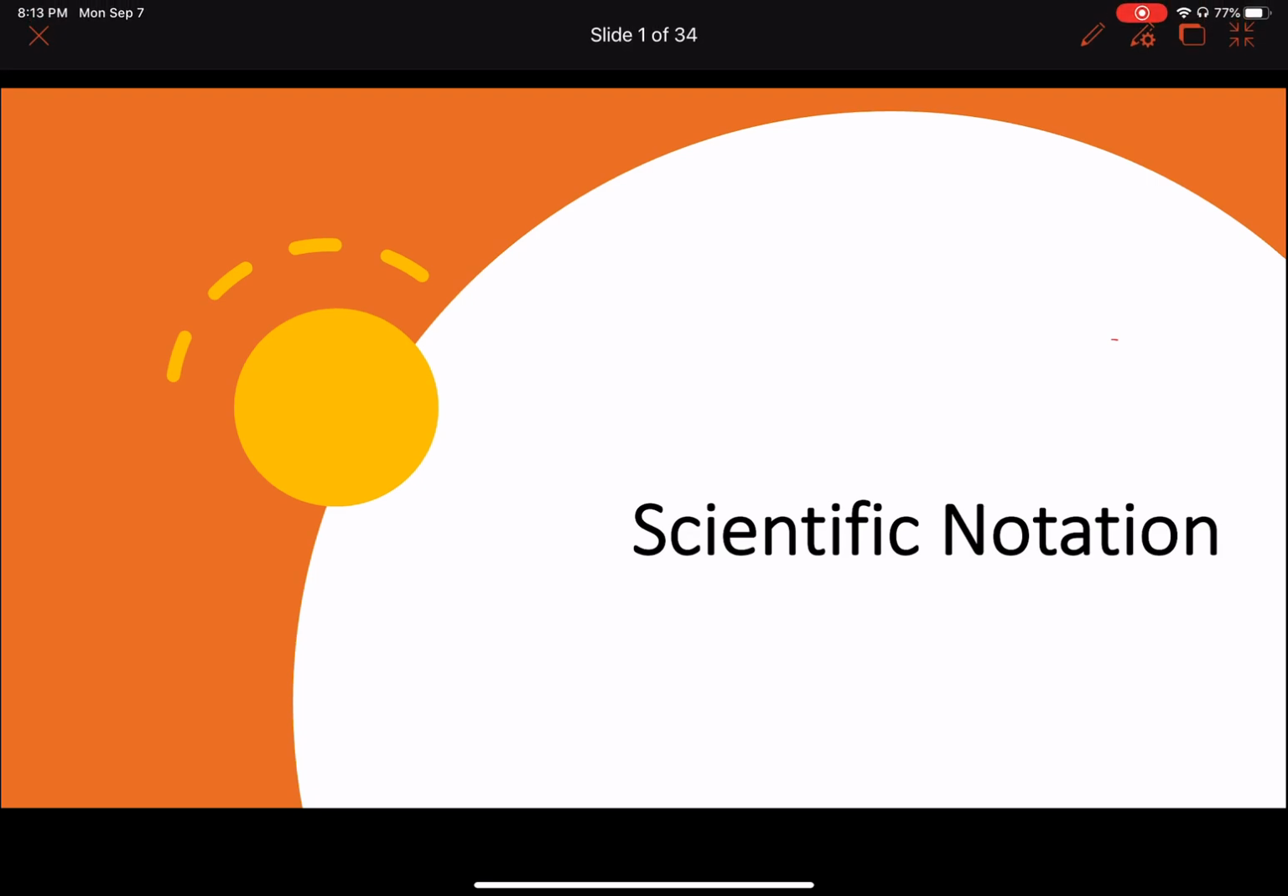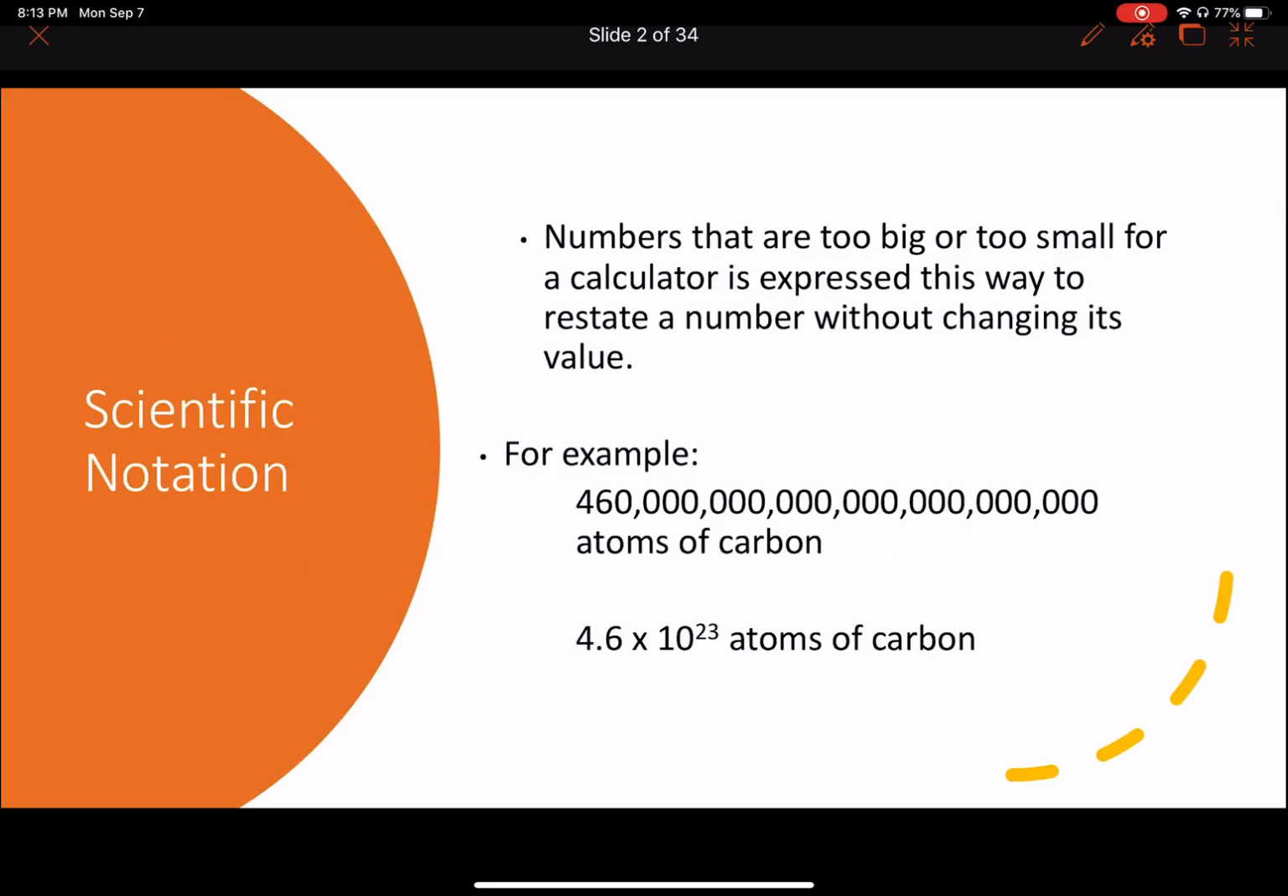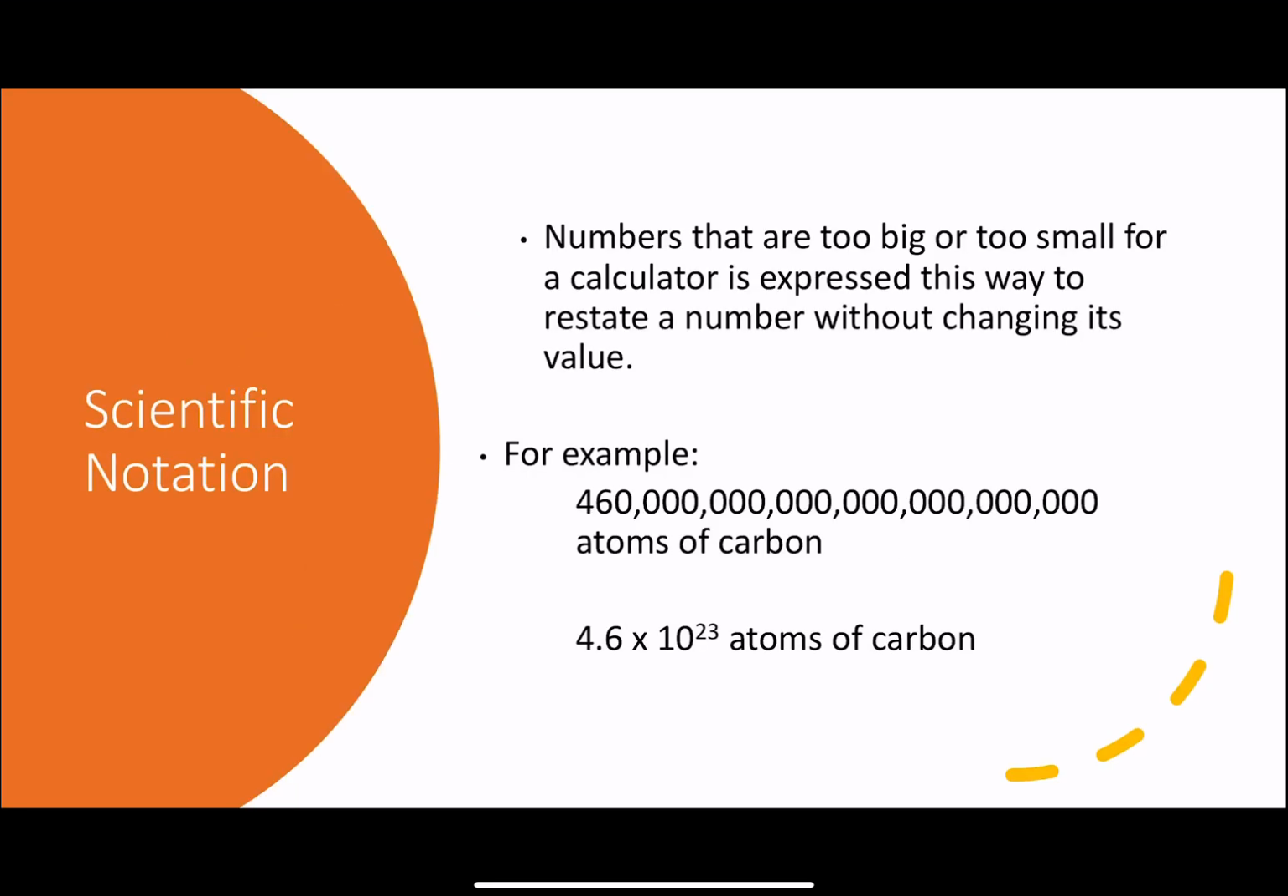Hi everyone, this is our overview and practice lecture on scientific notation. Scientific notation is used when the numbers are too big or too small for a calculator. If you have a calculator handy, you can try typing random numbers, but at a certain point it'll stop, right? You can't input any more numbers, or certain calculators change your numbers instead, whatever you're inputting.